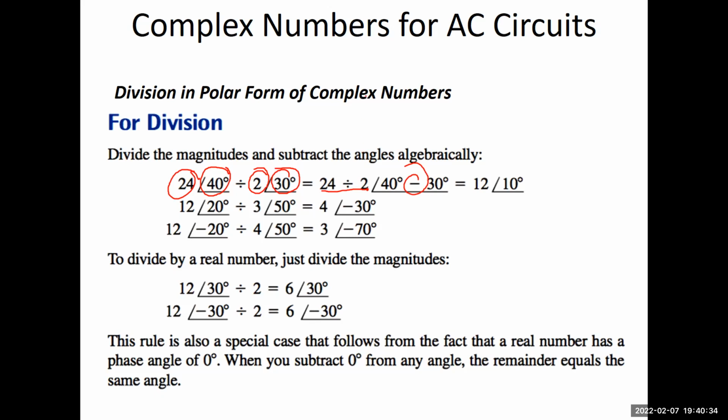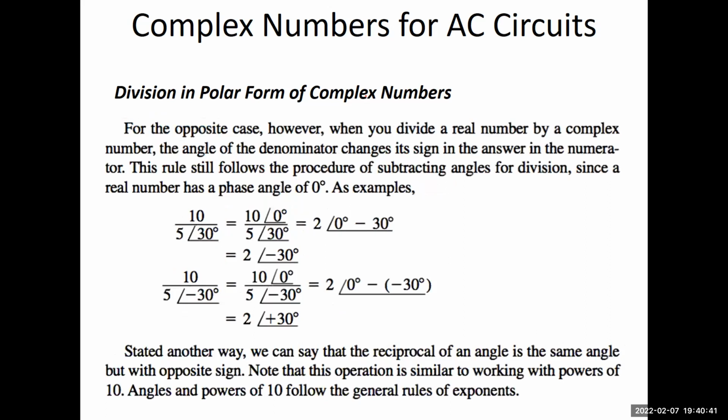Is it clear? Yes, po. Okay. So this is an example, ano? You divide 10 by 5. Okay? So since yung 10, we don't have any phase angle, so that will give us 0 degrees. Okay? So 10 over 5 is 2. So we divide the magnitudes, which are 10 and 5. So it gives us 2, and then we subtract the phase angles.